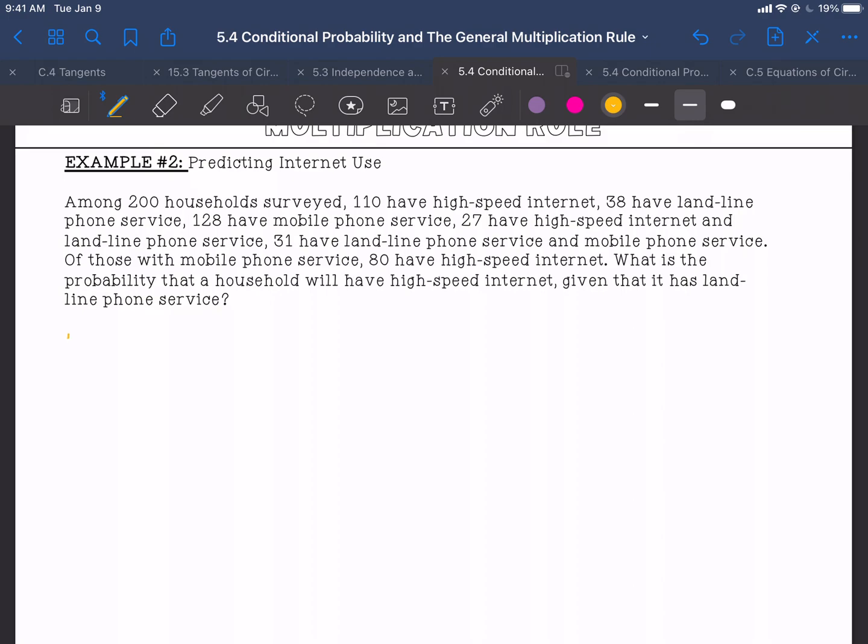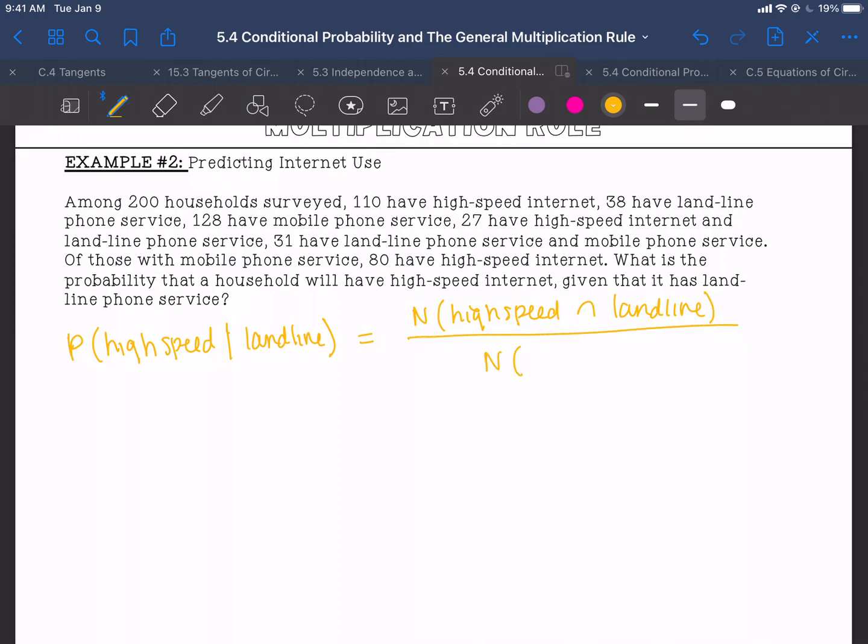So, we are finding the probability that the household has high-speed service given that they have a landline. So, following the formula, we're taking the number that have high-speed and a landline, and we're dividing by the number of what is given, which is having a landline.